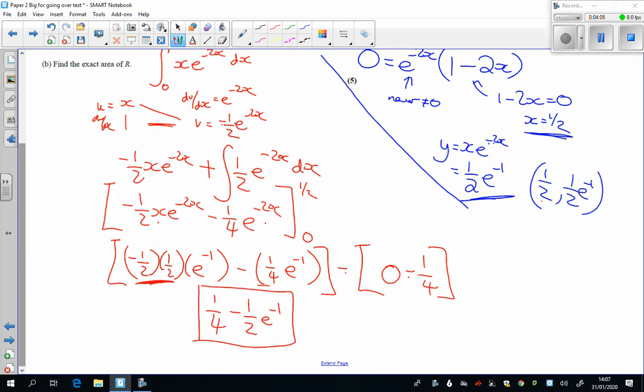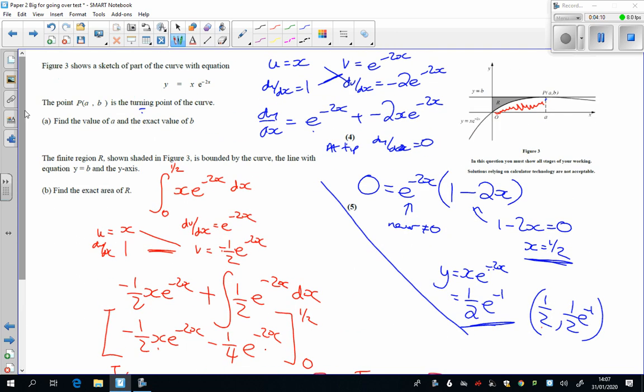You thought you'd finish there, didn't you? You haven't. Because the integral only gives us the bit under the curve. We want r. And r is going to be this rectangle minus that red bit. And that rectangle, we've already decided, there to there's a half. And how high is it? A half e to the minus 1.